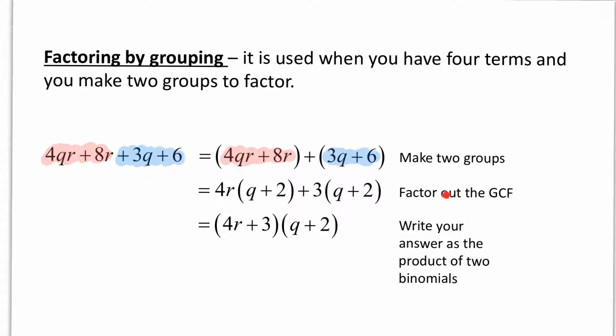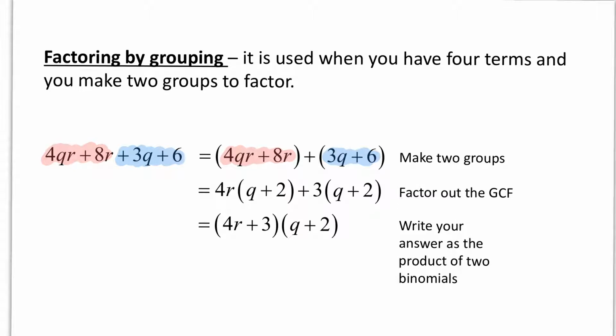Now you will factor the GCF from each group. Here you need to know what to factor, just like the previous video. You find what number goes into the 4 and the 8, and you're looking for the greatest common factor. You also look for the variables they have in common. So you can factor out a 4r. When you do that, you will have inside the parentheses q plus 2. And same thing here, you factor a 3, so that one's outside, and you have a q plus 2.